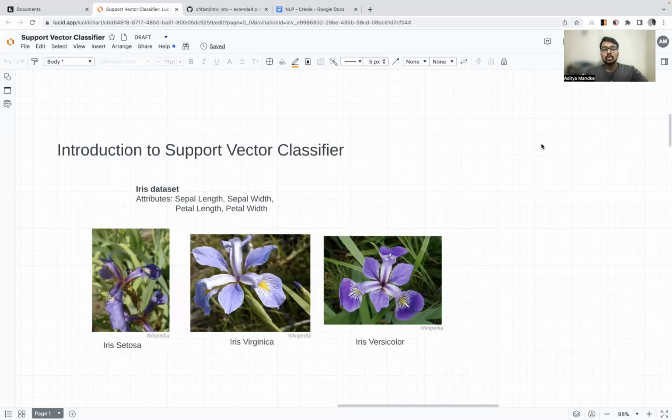Hello all. Today we will be learning about support vector classifier, and in that specifically maximal margin support vector classifier.